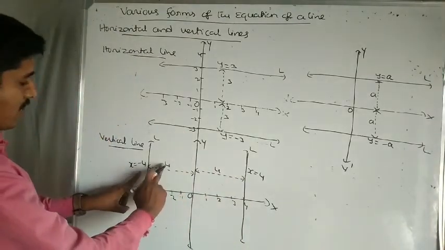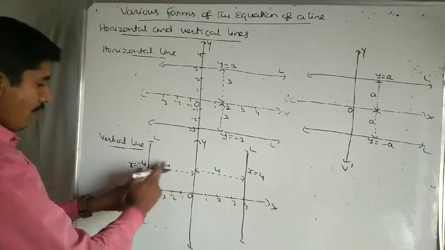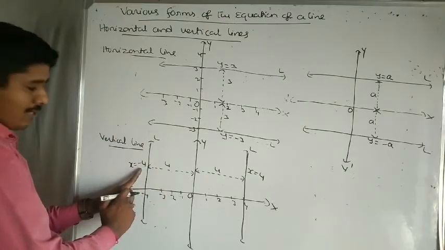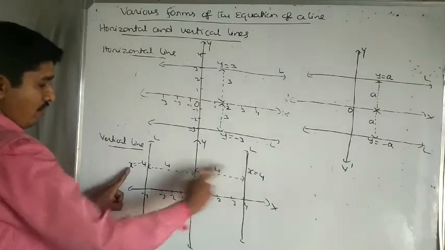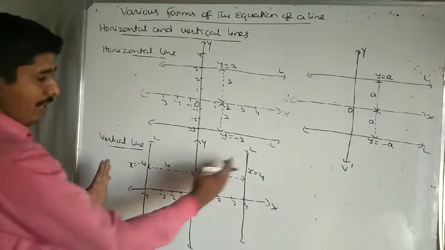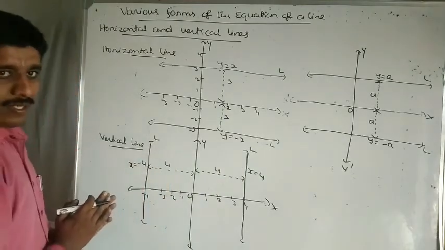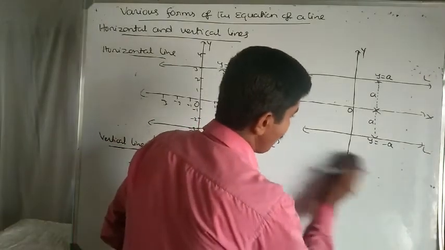This line is the same distance, 4 units from the y-axis, but it lies on the left side of the y-axis, on the negative x-axis side. Therefore, here x equal to minus 4. Differentiate: x equal to 4 lies on the right side of the y-axis, and x equal to minus 4 lies on the left side of the y-axis. Got it. Now the general equation of a vertical line.